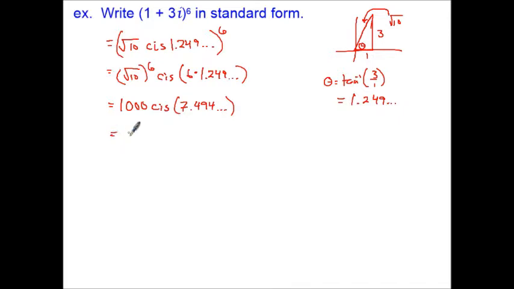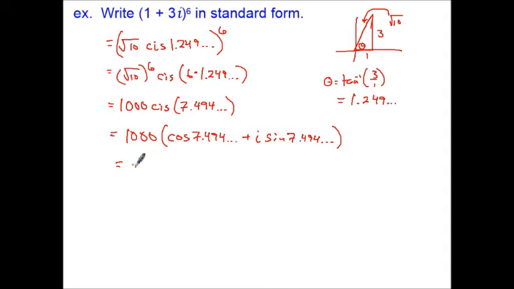So 1,000, and just for the sake of argument, I'm going to write this out longhand: cosine of 7.494 icky decimal forever plus i sine 7.494 icky decimal forever. Admittedly, since I'm using my calculator, I don't care right now that these are over 2 pi, because 2 pi would be 6.28-ish, so this is a little bit bigger, but the calculator doesn't care, so I'm not going to worry about converting it right now. If I'm doing it by hand, I want nicer ones to work with, but the calculator doesn't care.